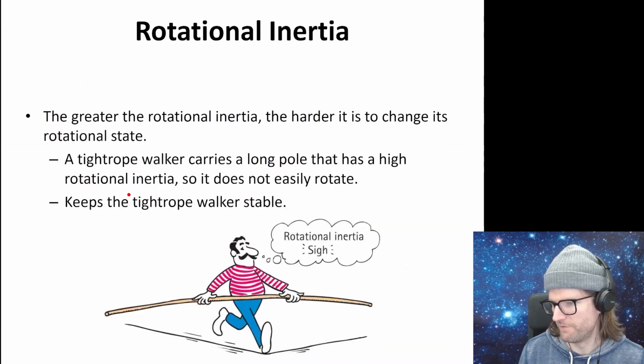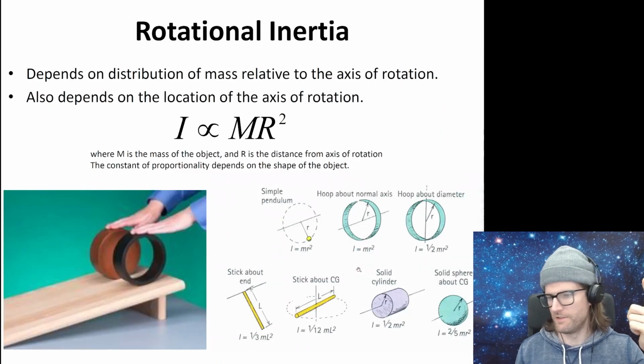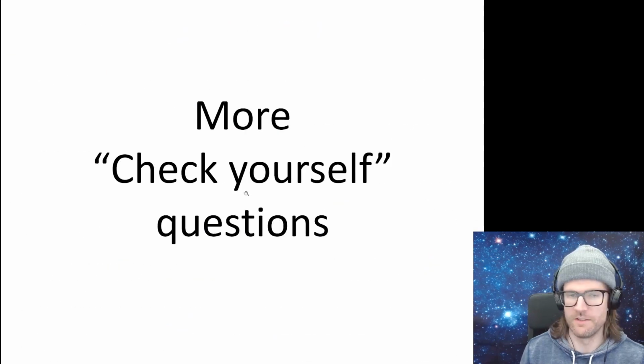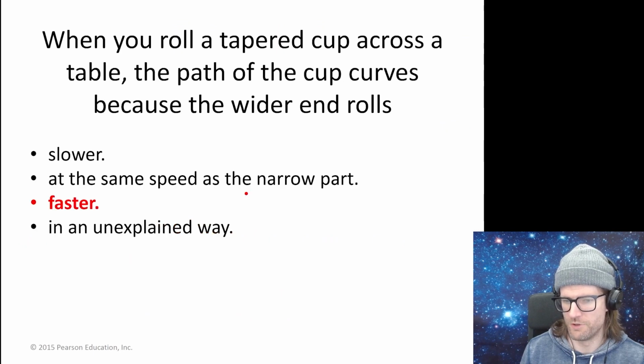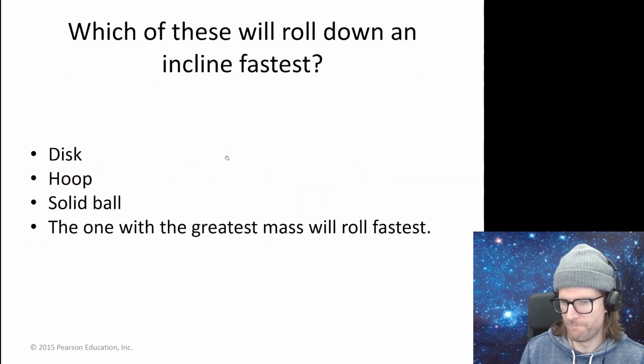That's too far. These formulas. If they have the same mass and same radius, then the hoop is MR squared, the solid cylinder is 1/2 MR squared, and the sphere is 2/5 MR squared. 2/5 is less than 1/2, which is less than 1. So the sphere will be going the fastest because it's got the least amount of inertia. So I'm going to go with solid ball.